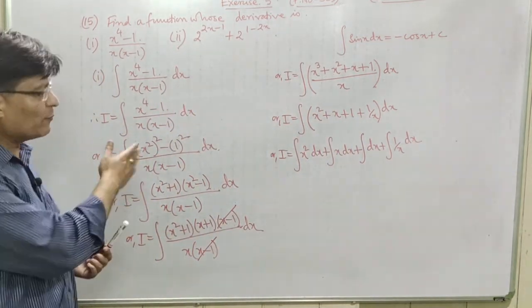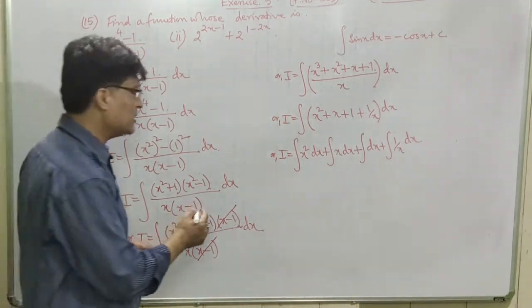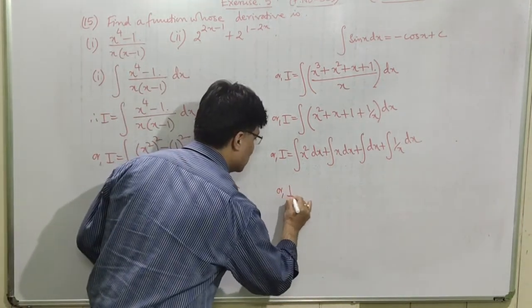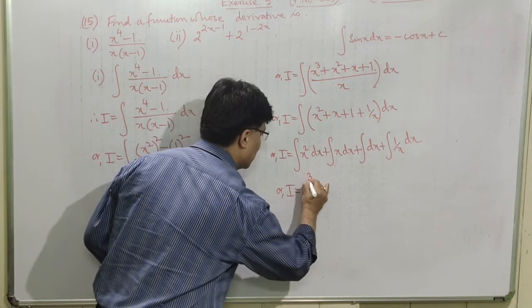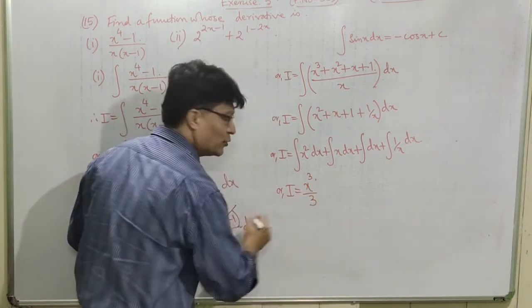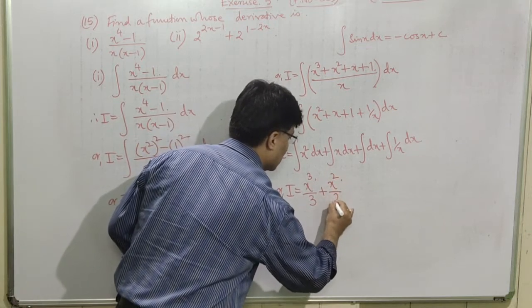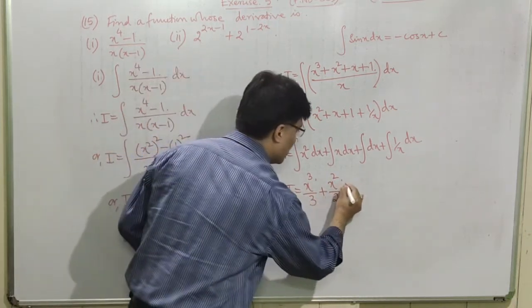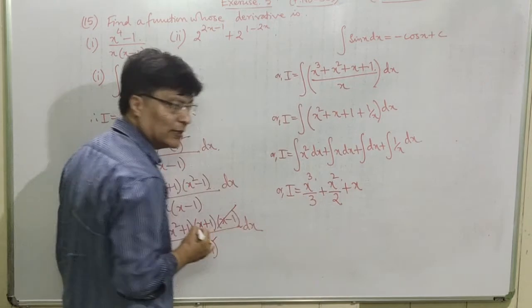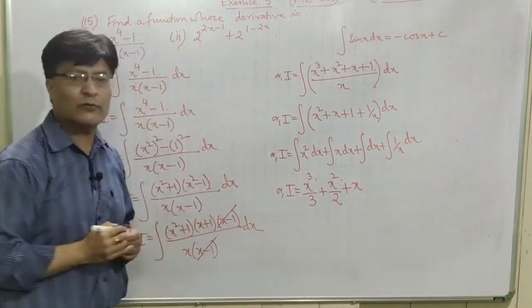Understood? Now there is a formula for all these integrations, isn't it? You can easily integrate them. So I is equal to, what is integration of x²? This is x³ by 3, plus, what is integration of x? It is x² by 2. What is integral sign dx? That is your x.